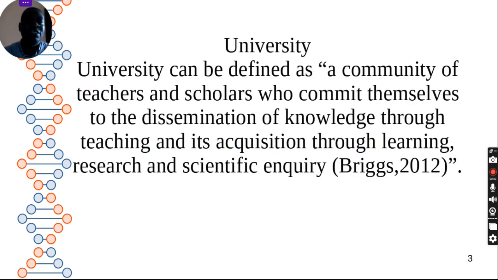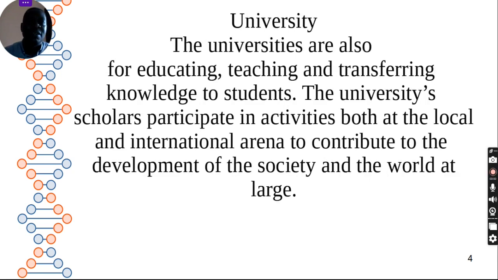Let's define the purpose of a university system. So the university can be defined as a community of teachers and scholars who commit themselves to dissemination of knowledge through teaching and its acquisition through learning, research, and scientific inquiry. The university is also for educating, teaching, and transferring knowledge to students. So the university scholar participates in activities both at the local and international arena to contribute to the development of the society and the world at large.